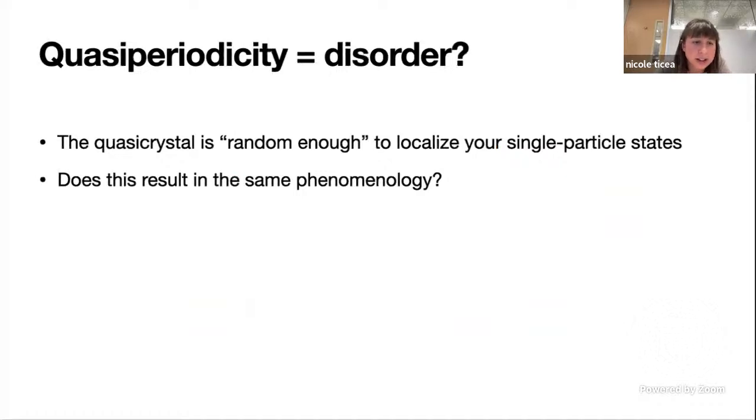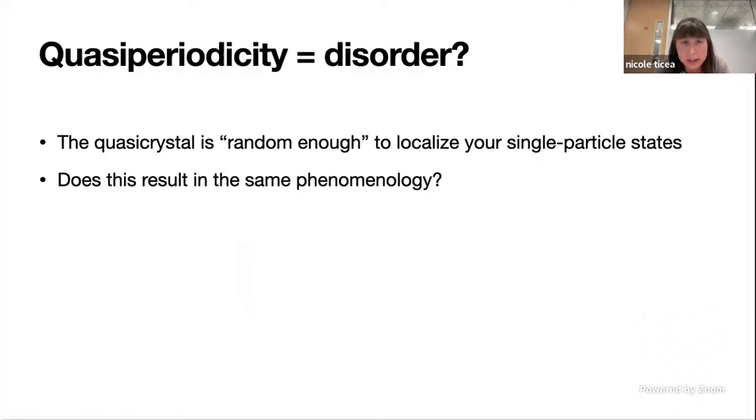So one might ask, what is the right way to think about quasi-periodicity? One perspective that you might want to take is that a quasi-crystal is just, quote unquote, random enough to localize your single particle states. And as a result, you might expect to see the same phenomenology as you have in the presence of random impurities. If this is indeed true, then one would expect to see most known results on disordered systems replicated in the quasi-periodic case as well.